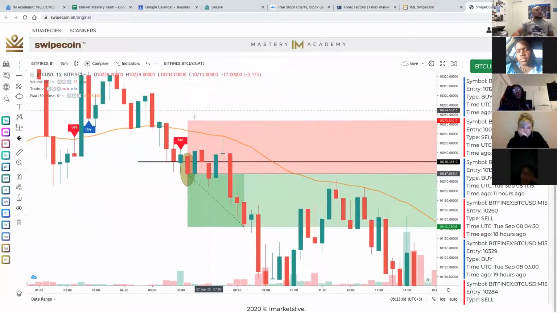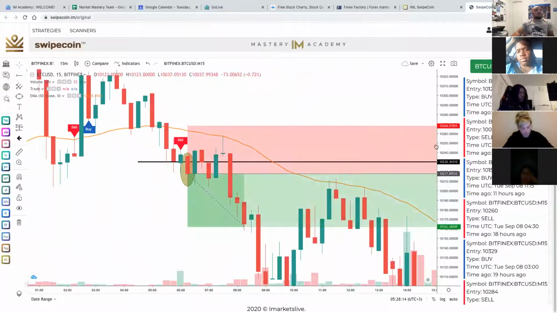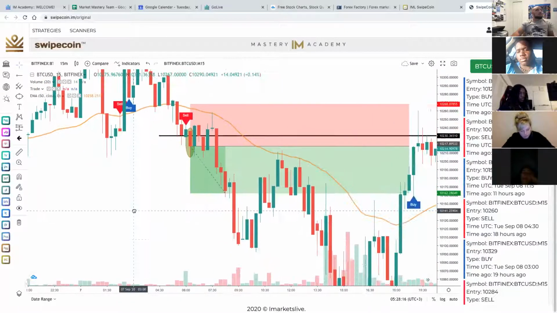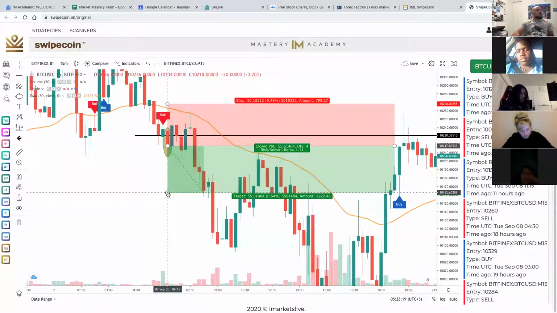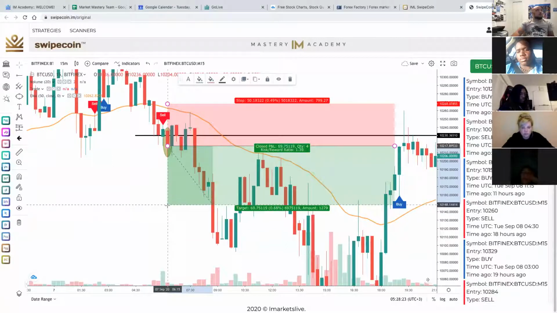Okay? You would have done a 50 pip stop loss. Write this down. 50 pip stop loss is the standard. Okay? And if you would have gone for 50 pips, you would have smacked it. Take profit 2 would have been 100 pips.